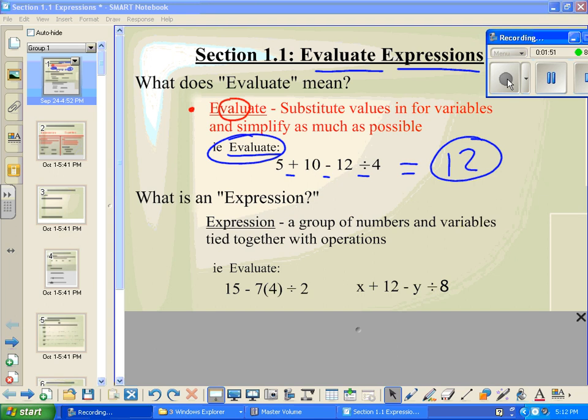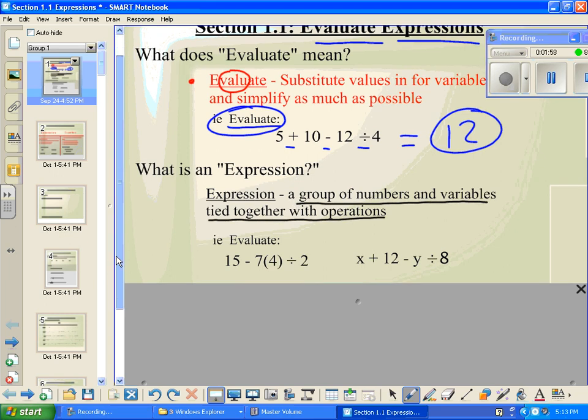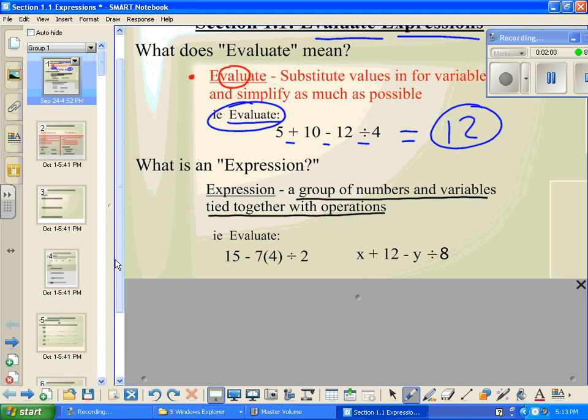But an expression is a group of numbers, and variables, that are tied together with operations. So if I look at the two examples here, the problem might say something like evaluate. How do I know these are expressions? Well, they are just numbers like 15, 7, 4, 2, and they're tied together with operations that tell you to execute those, like subtraction, like the parentheses around a number meaning multiplication, or like this division sign here. So this tells me this is an expression. It's just a bunch of numbers and then operations that tie those numbers together.